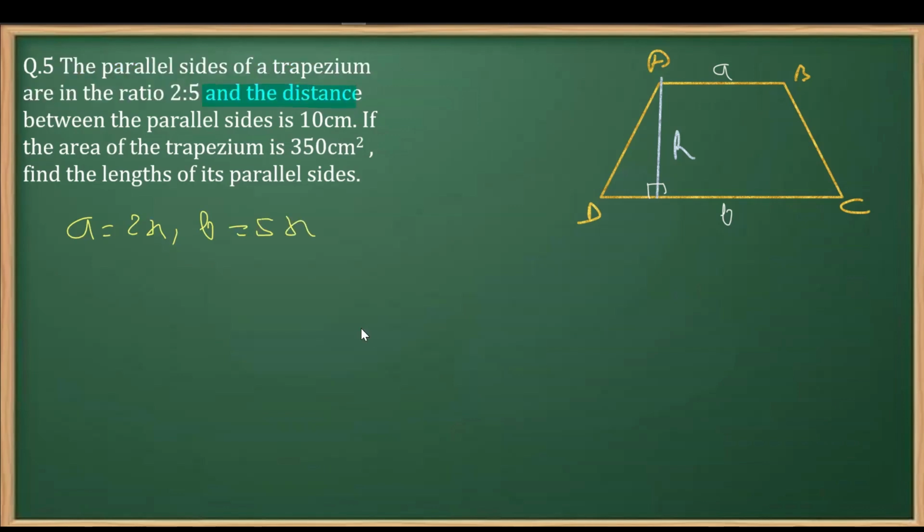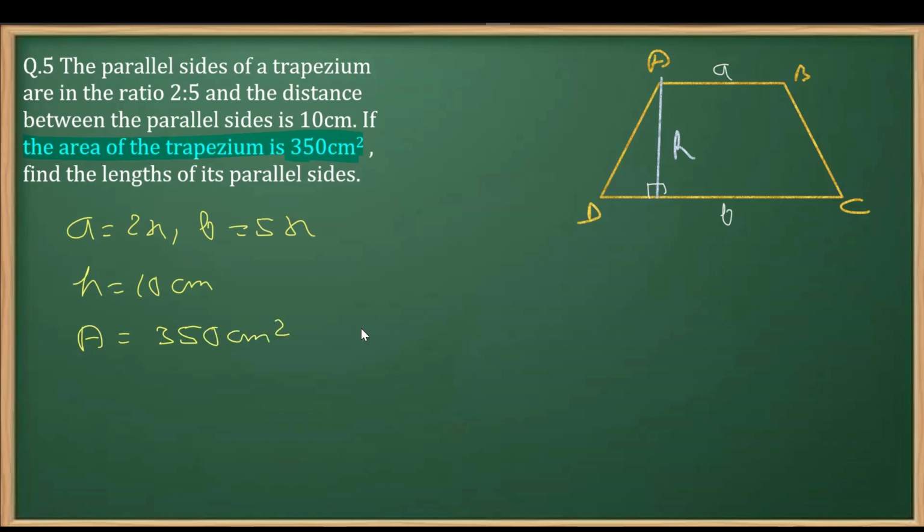Now, the distance between the parallel sides is 10. And what is the distance between parallel sides? This is nothing but the height or the altitude. So we can see from here that h is given as 10 centimeter. As you read further, you find that the area is also given. Area of the trapezium is 350 centimeters squared. So I can use capital A to denote the area, which is 350 centimeters squared.